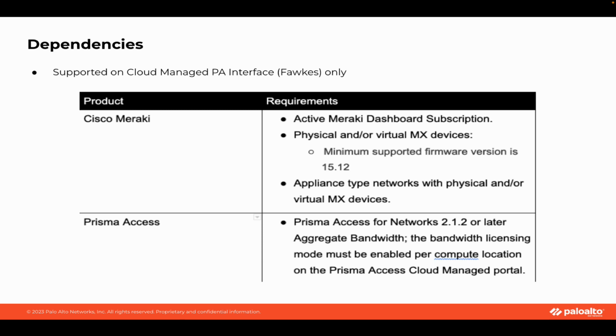Cisco Meraki physical or virtual MX devices need to be on a minimum firmware version 15.12 in hub or spoke networks. On the Prisma Access side, 2.1.2 or later versions, which have the support for aggregate bandwidth model, is a requirement. Let's now dive into the demo of the integration.